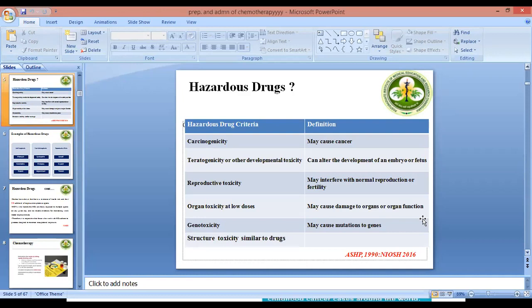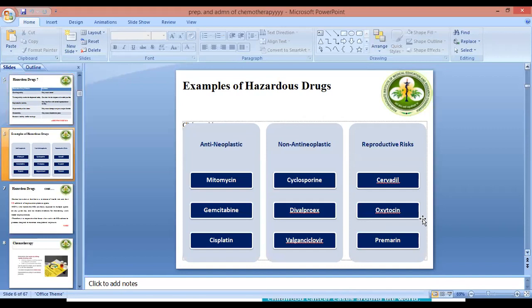So if any drug exhibits carcinogenicity, it may cause cancer. Teratogenicity can alter the development of an embryo or fetus. Reproductive toxicity may interfere with normal reproduction or fertility. Organ toxicity may cause damage to an organ or organ function, and genotoxicity means it may cause a mutation in a gene. If any drug meets one criterion, it is considered a hazardous drug, and its management and administration should be as per the NIOSH guideline. Some examples of hazardous drugs among the antineoplastics that we use daily are gemcitabine, cisplatin, cyclophosphamide, vincristine, mitoxantrone. Among the non-antineoplastics are cyclosporin and carvedilol.